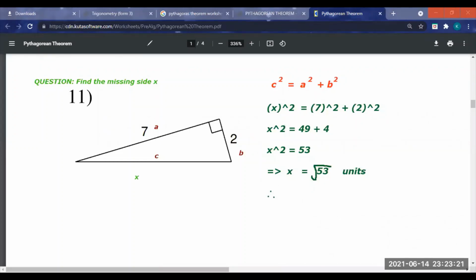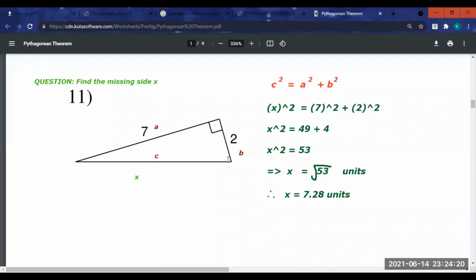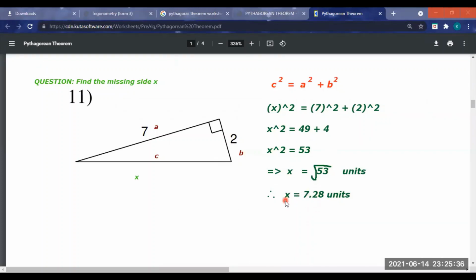So therefore, I'll put it 7.28 because I want to put 2 decimal places because I think that's a little bit easier. If they didn't specify, just put 2 decimal places. It's quite simple. If they use 1 decimal place throughout your whole question, then use 1 decimal place. If they use 3, use 3. If they don't say, use 2. The answer is x is equal to 7.28 units.